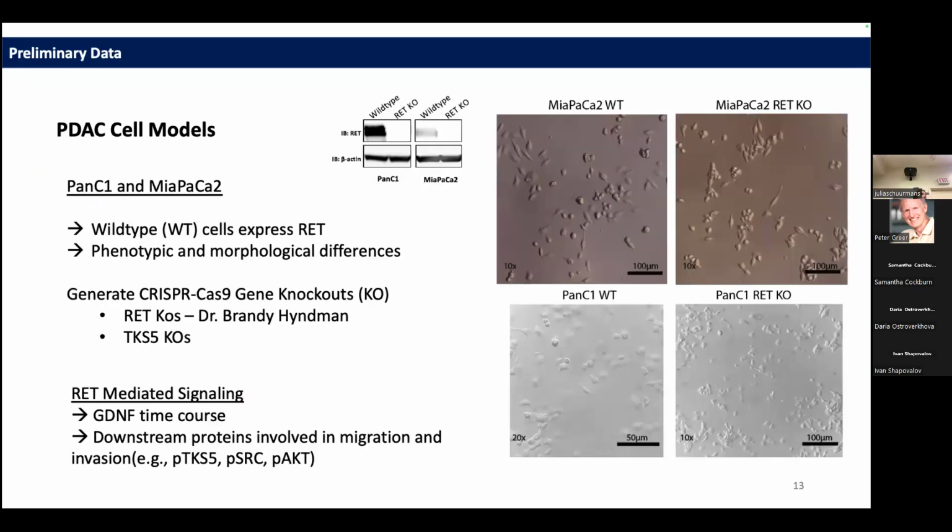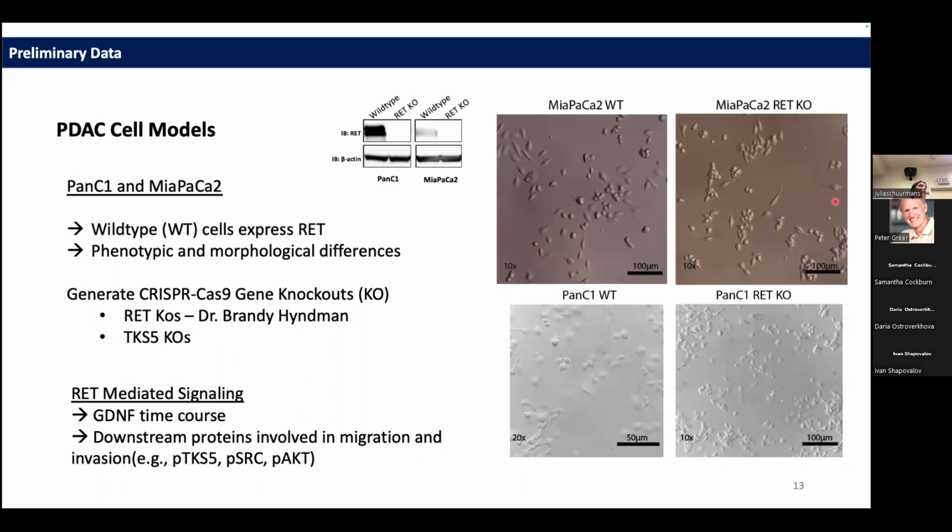To address all of these aims, I will be using in vitro models, specifically 2 different PDAC cell types, which both endogenously express RET. So we have PANC1 cells here, which express relatively more than MIA-PaCa2 cells on the right here. And there are distinct phenotypic and morphological differences between the cells. MIA-PaCa cells are more motile, while PANC cells are flatter. And then we also generated CRISPR-Cas9 gene knockouts, or RET knockout. Thank you, Dr. Brandy Hyman. And then TKS5 knockouts, which I've been working on for the past 2 months or so.